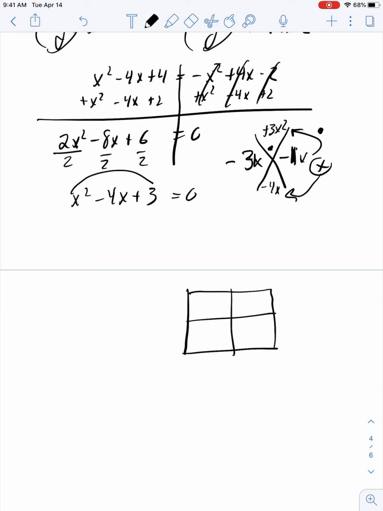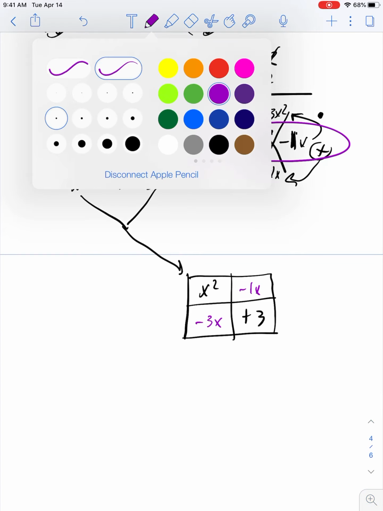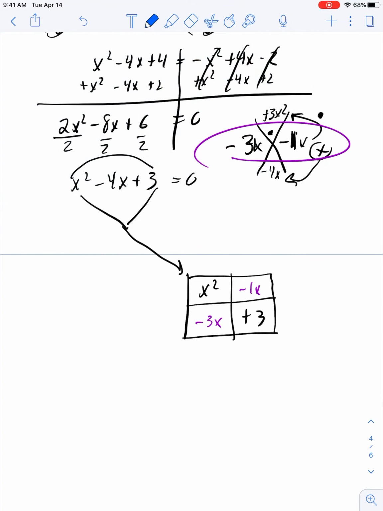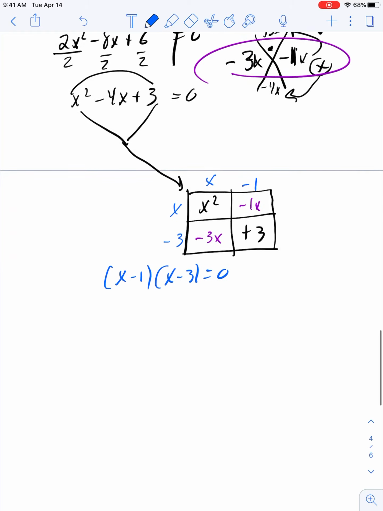Okay, so I have x squared and plus 3. So again, that's these two values. Now using these two values, minus 3x minus 1x. Now factor out. So here, take an x out, be minus 1. Here, minus 3. So my factors are x minus 1, x minus 3 equal to 0. And therefore you have x equals 1 and 3.